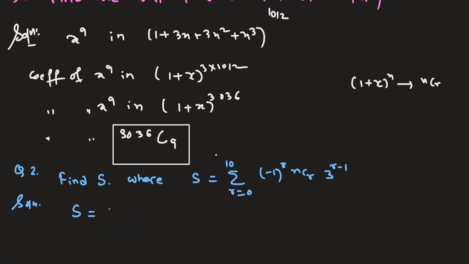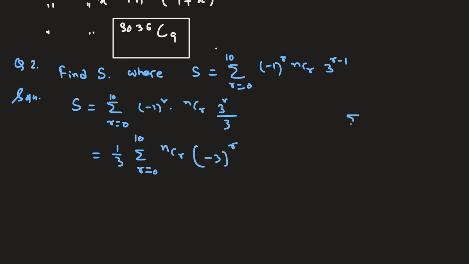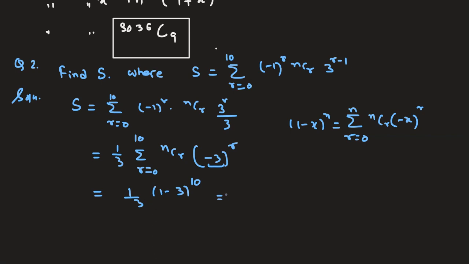First of all, we are going to find the solution by using the binomial expansion. In binomial expansion we have the formula, so you can write (-1)^r 10Cr, and 3^(r-1) we can write as 3^r by 3. So I am taking 1 by 3 outside; now it will be r equal to 0 to 10, 10Cr and (-3)^r. We have the formula sigma nCr (-x)^r, which is nothing but (1 - x)^n. So here what is our x? x is 3, so we can write 1 by 3 times (1 - 3)^10, which is (-2)^10, so it should be 2^10 by 3. I hope all of you understand these questions.